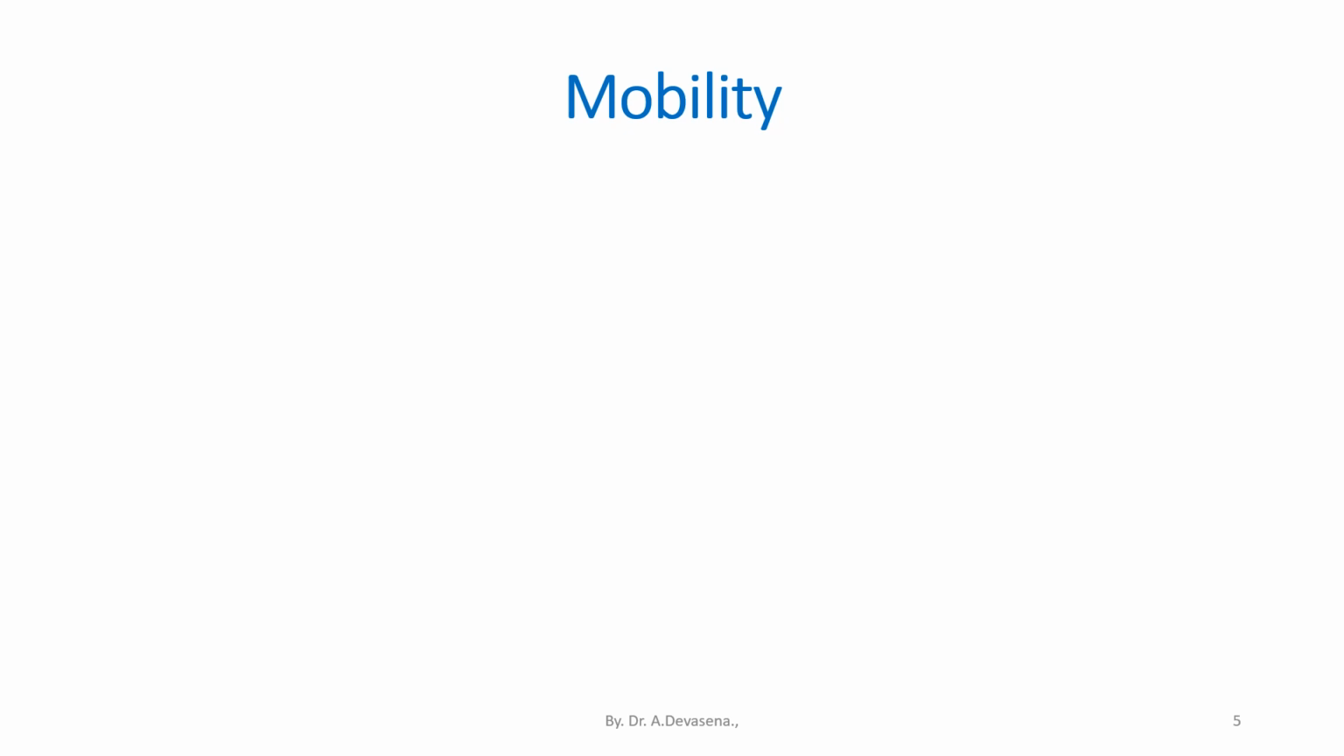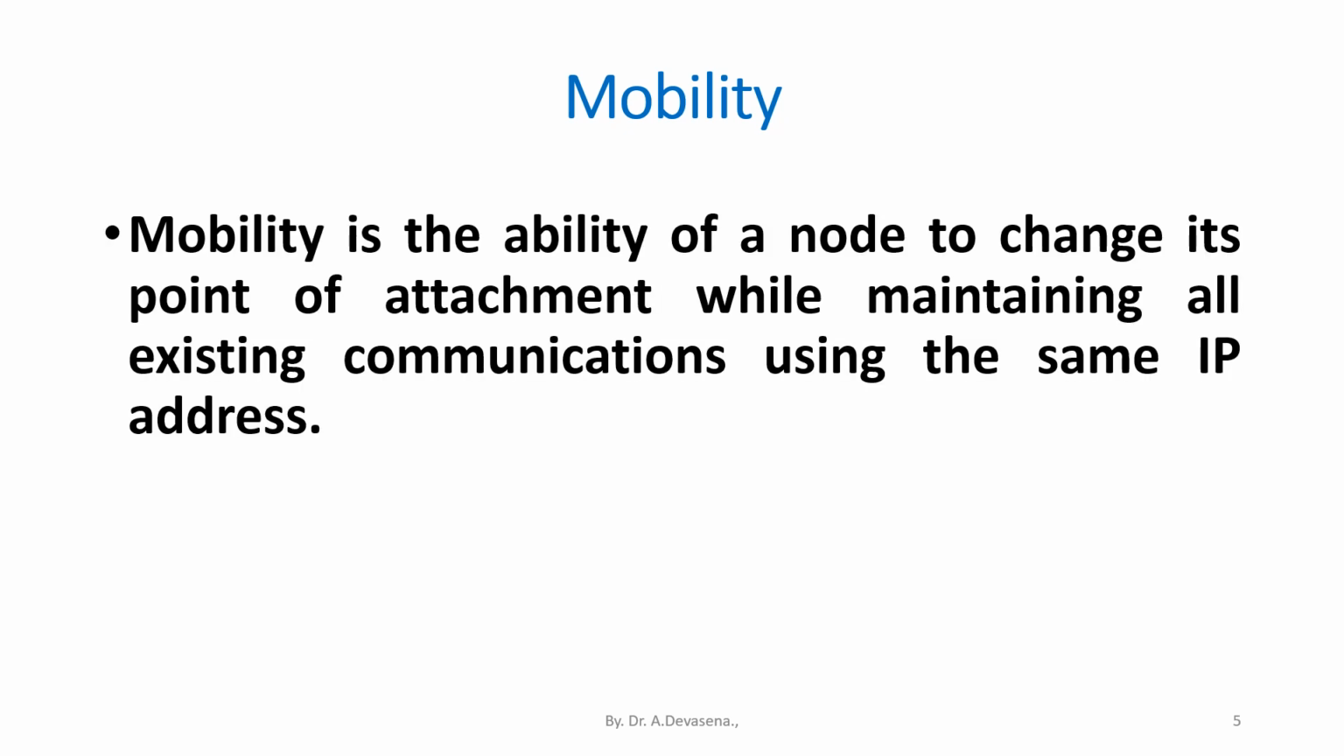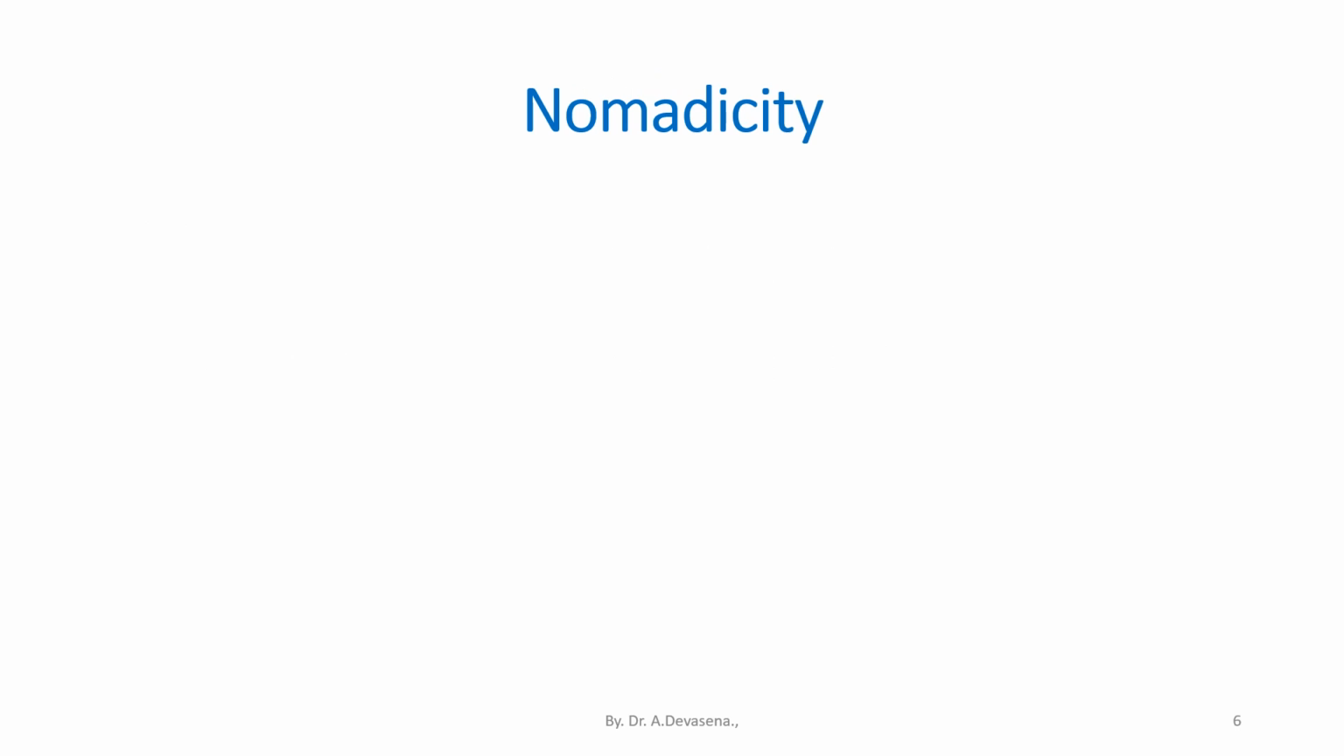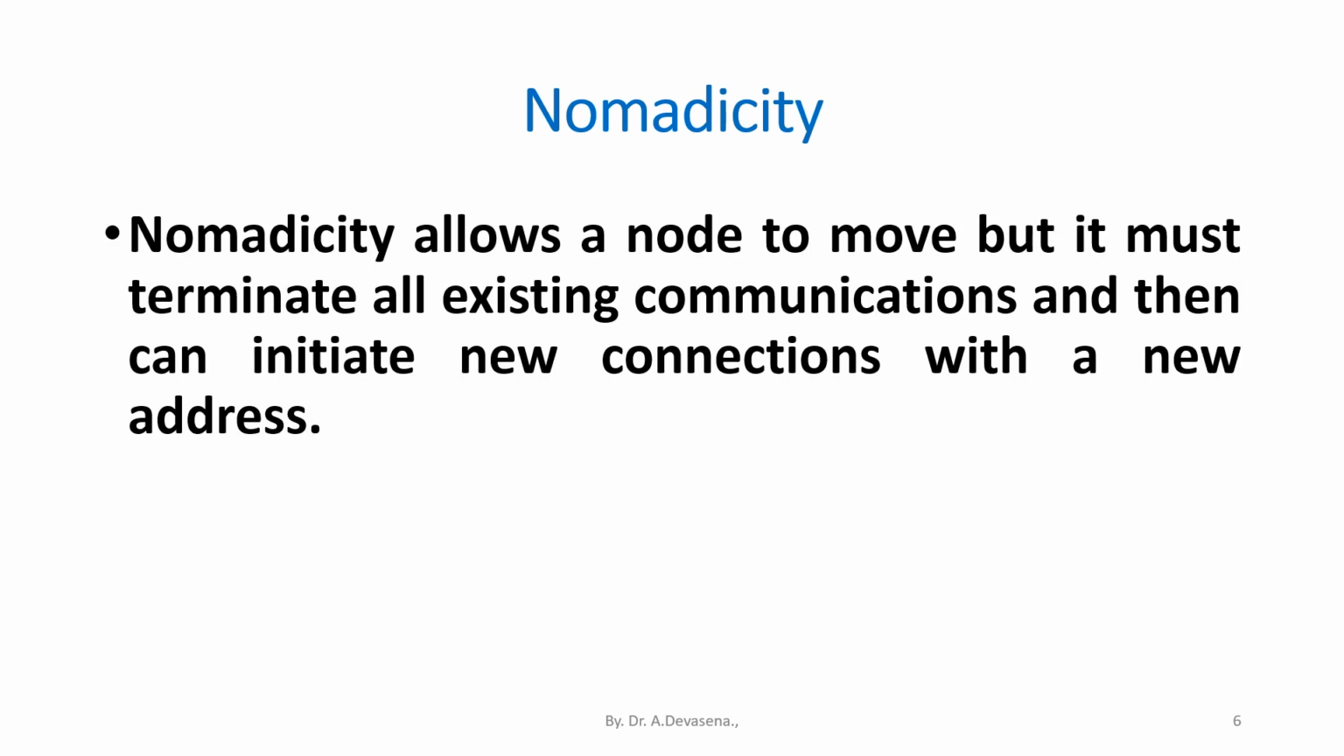Mobility. Mobility is the ability of a node to change its point of attachment while maintaining all existing communications using the same IP address. Nomadicity. Nomadicity allows a node to move, but it must terminate all existing communications and then can initiate new connections with a new address.